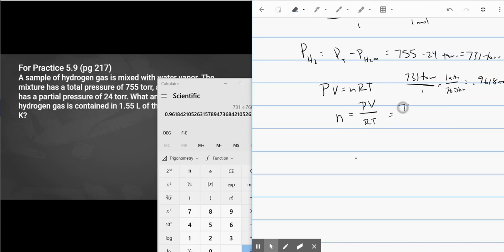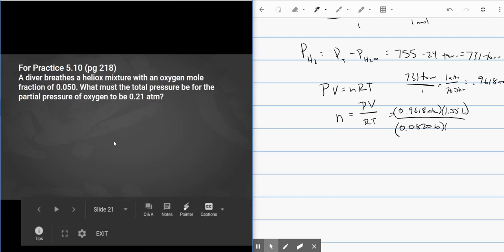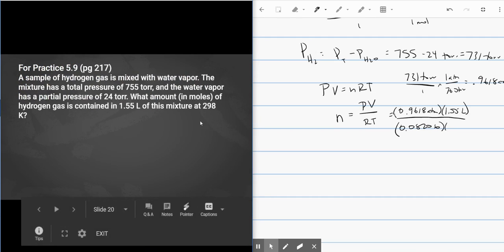Okay, so we're going to plug that in over here. We have 0.9618 atm times the volume. The volume over here is 1.55 liters in the problem. R is 0.08206 liters times atmospheres over moles times Kelvin. And then the temperature, 298.